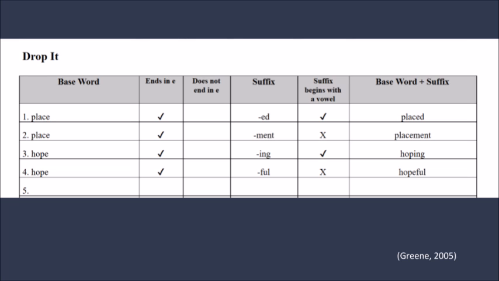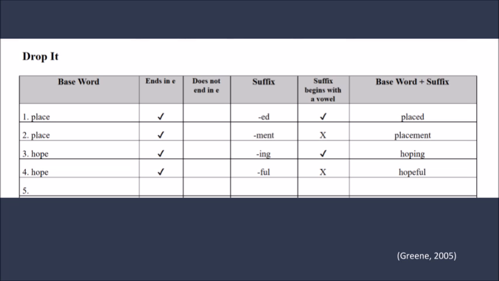Now look at the word place with the suffix ment for placement. It ends in E, but the suffix does not begin with a vowel. It begins with a consonant, so we cannot check that box. Therefore, we don't drop the E. So in placement, the E is left from the base word.